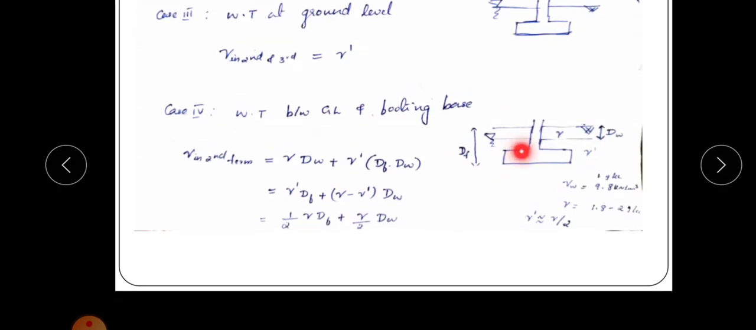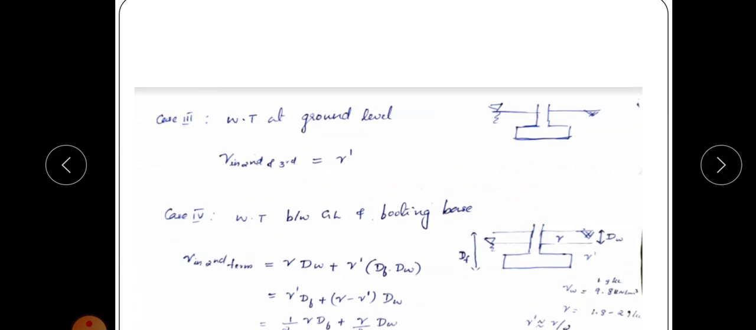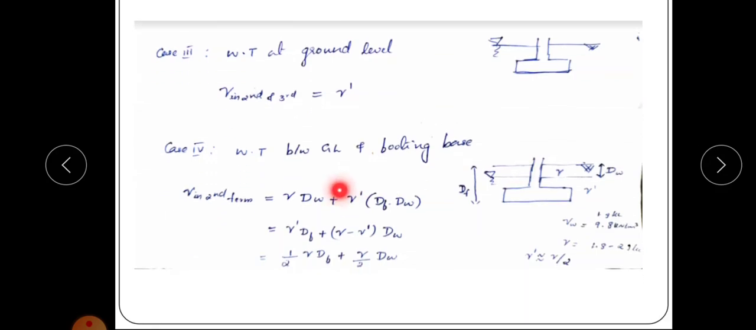But in the second term, the full soil is not in submerged condition. Only the soil for this depth is in submerged condition, and for the depth dW it will be in bulk unit weight. So we have to generalize this equation. Okay, so we can write gamma in the second term is equal to gamma into dW. For this depth dW it will be in bulk unit weight, because the water table is below this point. Okay, that is gamma into dW.